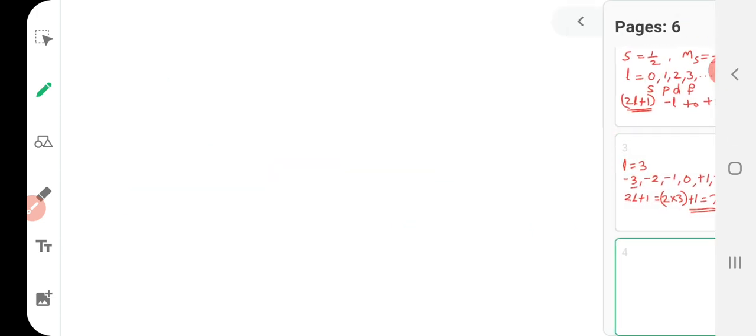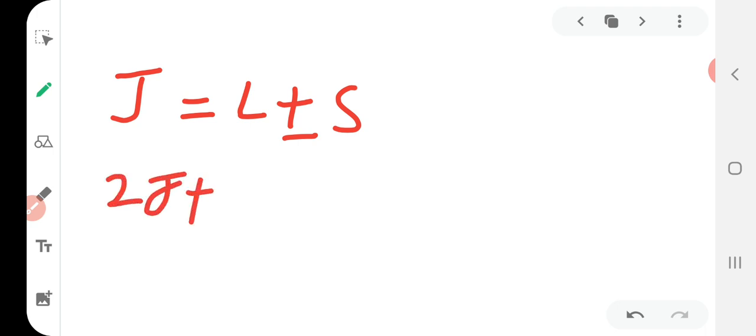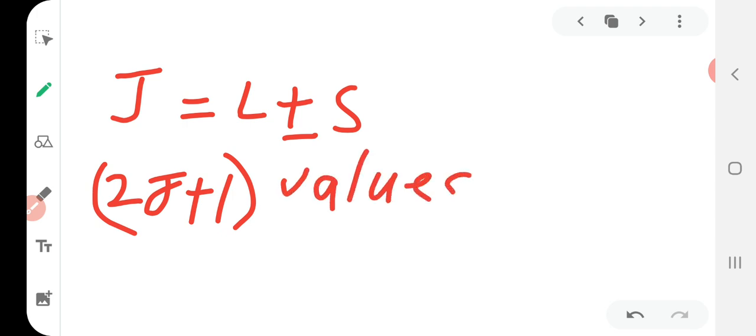And another important quantum number is J. This is the total angular momentum quantum number, that is equal to L plus or minus S. And J will always have positive values. It will not be negative. And in presence of magnetic field, J also have 2J plus 1 values. And these values are from plus J to minus J.